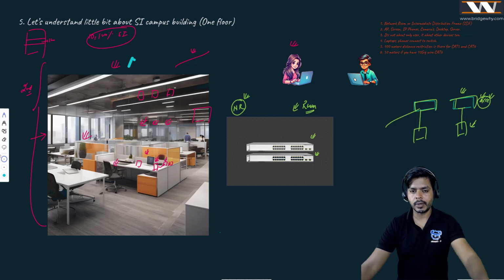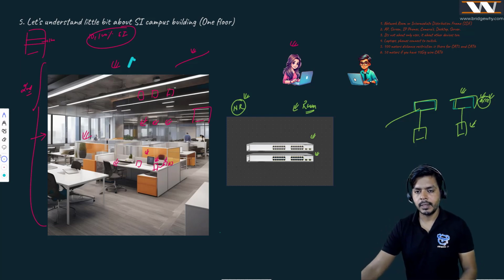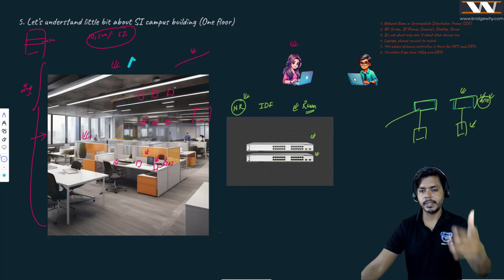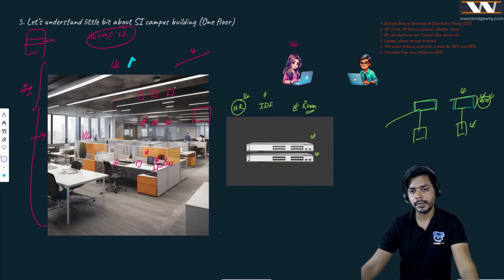But on some of the rooms, IDF is written. What is the meaning of IDF? This is intermediate distribution frame, right? Is it frame? I have to check. But IDF is written on the room. And interestingly, inside this room, we will be having these switches.